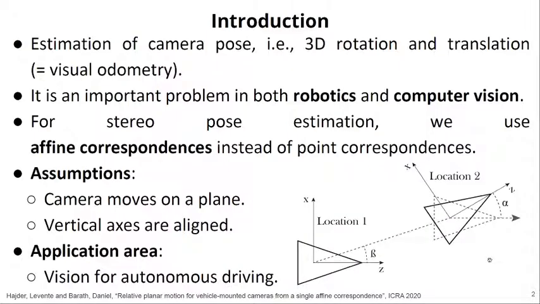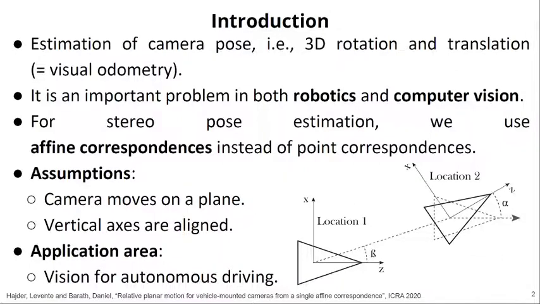The estimation of camera pose between two images is essential for both robotics and computer vision. The main novelty of our paper is that we exploit not only point correspondences, but affine transformations are applied to compute spatial information. Our approach assumes planar motion.